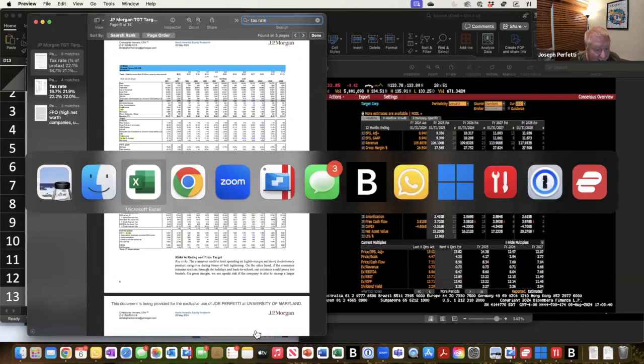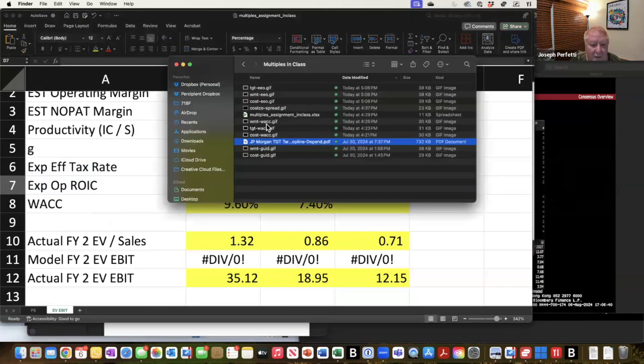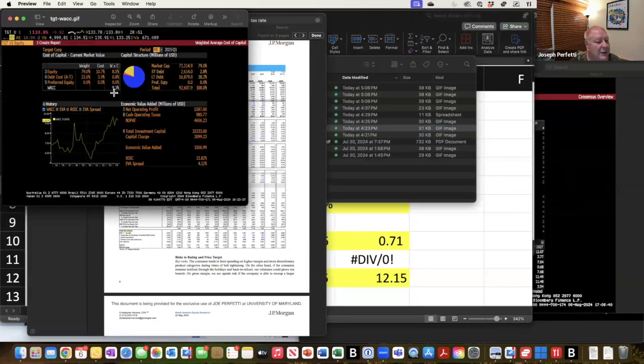So no guidance, use analysts. Or come up with your own estimate, but you've got to have something for the tax rate. Okay. And then today the WACC for Target was 9.3.